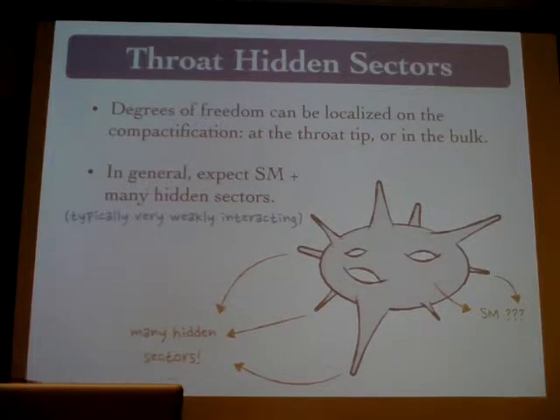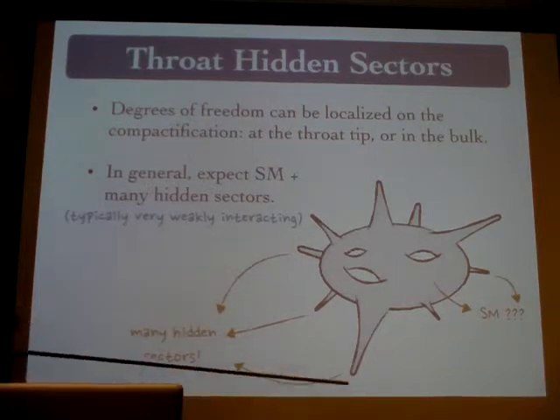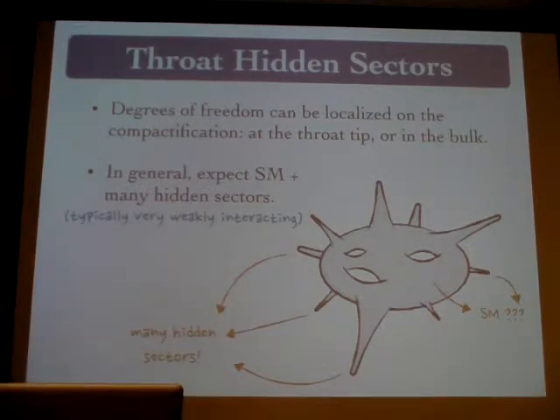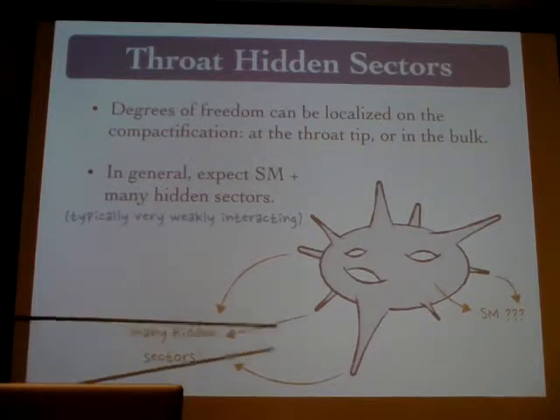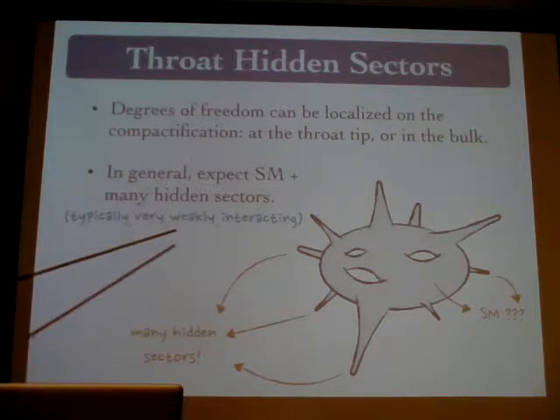So basically, the message I'm trying to get across is that this kind of scenario motivates a picture in which the standard model coexists with very many hidden sectors that may be living at the tip of these throats, and that have a characteristic energy scale that is very different as you go from one throat to another. And these hidden sectors may be interacting very weakly with us. In some cases, maybe only gravitationally.